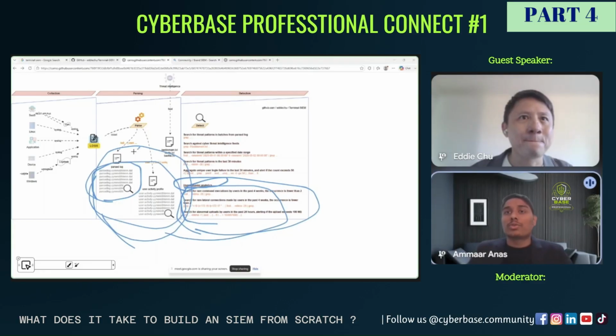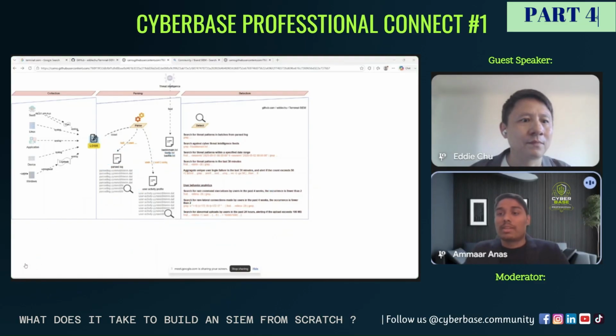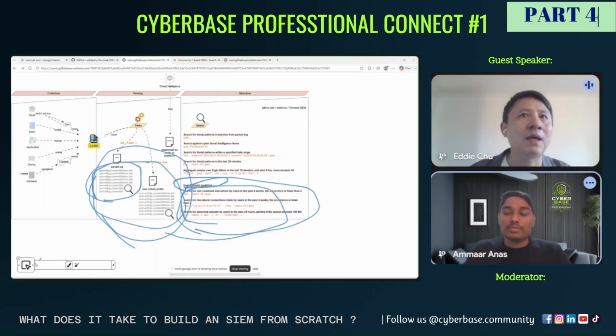I also have another question. Some people are asking, what are the best open source tools for a beginner to practice building a SIEM at home? I would answer that myself: Mr. Eddie's product is more than enough. So Mr. Eddie, if you could share your GitHub link in the chat so people can make use of it.